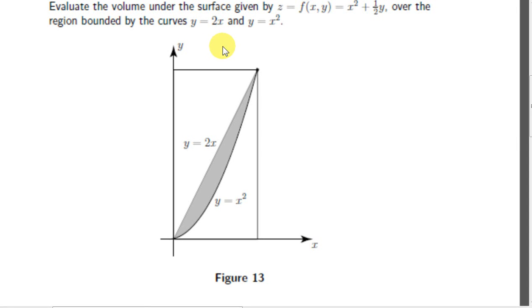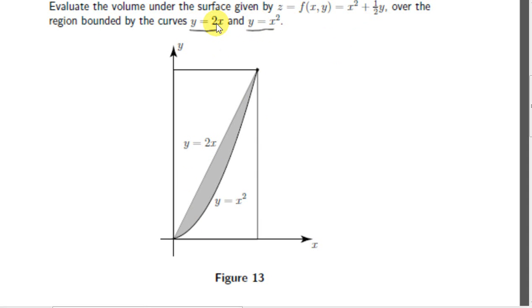Evaluate the volume under the surface given by f of x comma y equals x squared plus a half y over the region bounded by the curves y equals 2x and y equals x squared. So we have a region bounded by these two curves. To find that region, we need to find the points of intersection of these two curves.